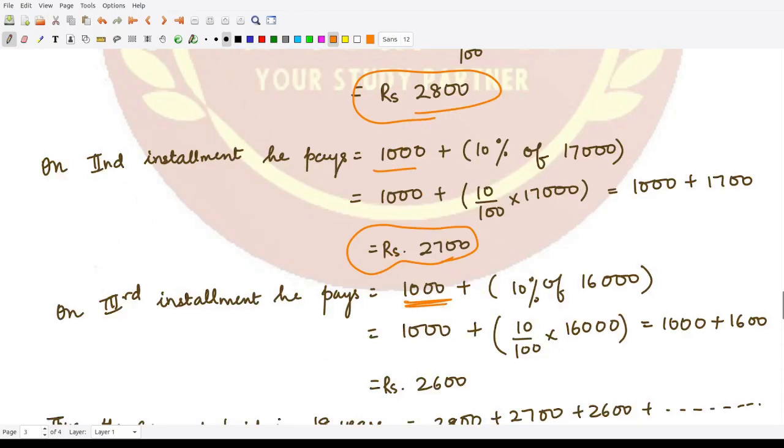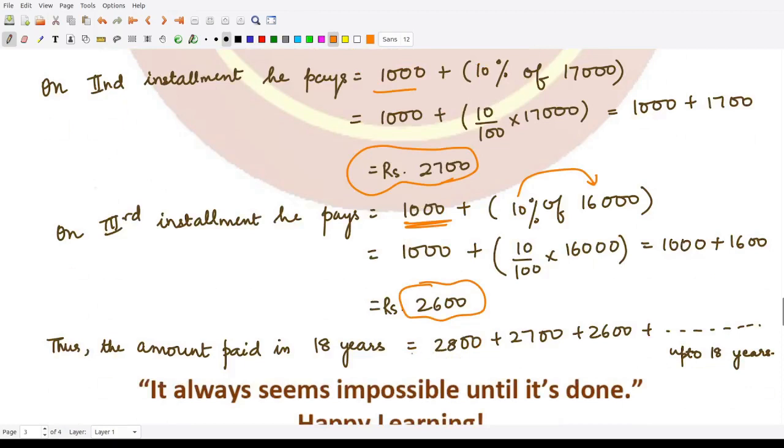Similarly, for the third installment, he has to pay rupees 1,000 because he'll be paying this much amount every year, and then he'll be paying 10% of the 16,000, which is 2,600 rupees. So therefore, in this case, we have this much as the total amount paid after the end of third year. So we have to calculate the total amount which is paid by him in 18 years. So it is obtained by adding all these terms.